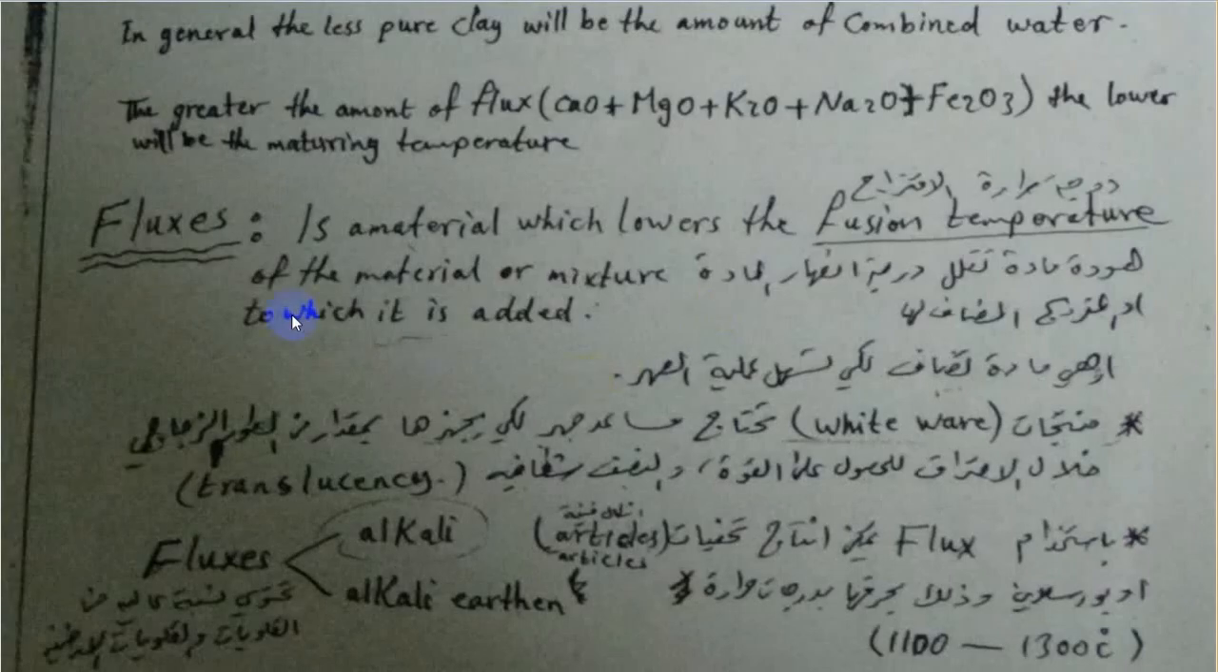So, just like we said, the greater the amount of flux, which is CaO plus MgO plus K2O plus Na2O plus Fe2O3, respectively the calcium oxide as well as the MgO, all of them are fluxes that aid the melting process, which is incorporated into any manufacturing operation of ceramics, any manufacturing of any ceramic article of ware.